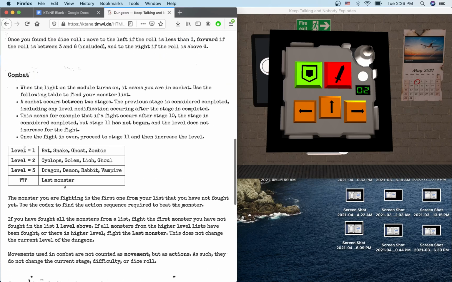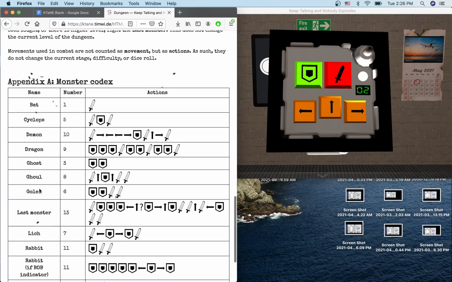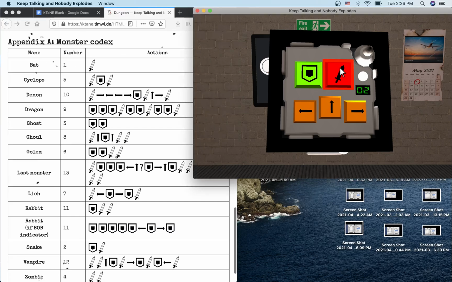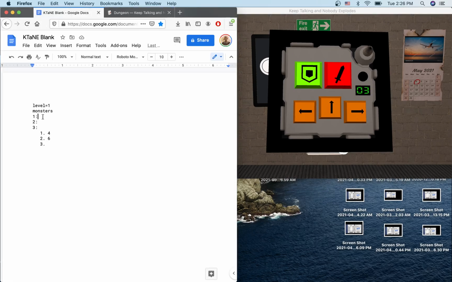Next, what you need to do is look at the associated list of monsters for your level, and you are fighting the first monster in that list that you have not fought yet. So we haven't fought any, so it's just going to be the first monster in this list, which is a bat. So then, once we know what monster we're fighting, we scroll down here, and we find the associated actions to defeat the monster. So with a bat, we just need to press sword. And you see the white light goes off, representing that the monster has been defeated. Now, since we do need to know the earliest monster that we haven't fought in a list, I'm going to note down that we fought a bat here.